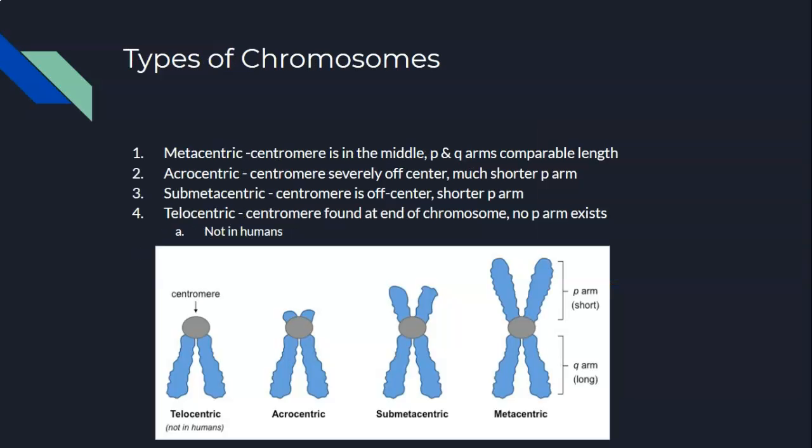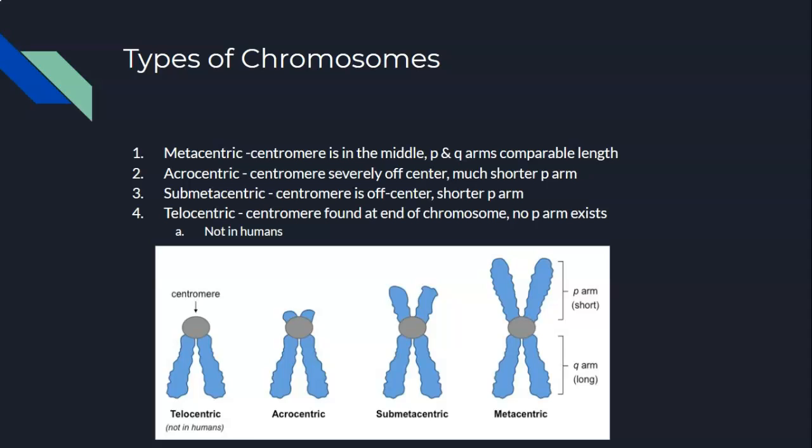So, different types of chromosomes. There's metacentric, where the centromere is in the middle, and the P and Q arms are comparable. Then there is the submetacentric, where the centromere is off-center and you have shorter P arms. The acrocentric, where the centromere is really off-center and there is a much shorter P arm.